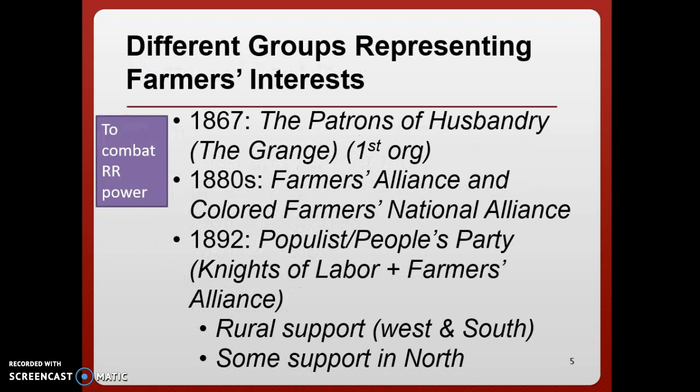They do organize into a couple of groups that we've talked about before, the Farmers Alliance, the Grange, which is the first one. Both of them were designed, and the Colored Farmers Alliance was there, to combat railroad power, to cut out the middleman. In 1892, you see the first real official platform of a new political party called the People's Party, or we call populism. This forms really out of an alliance between the Knights of Labor and the Farmers Alliance. So that really transforms into the Populist Party.